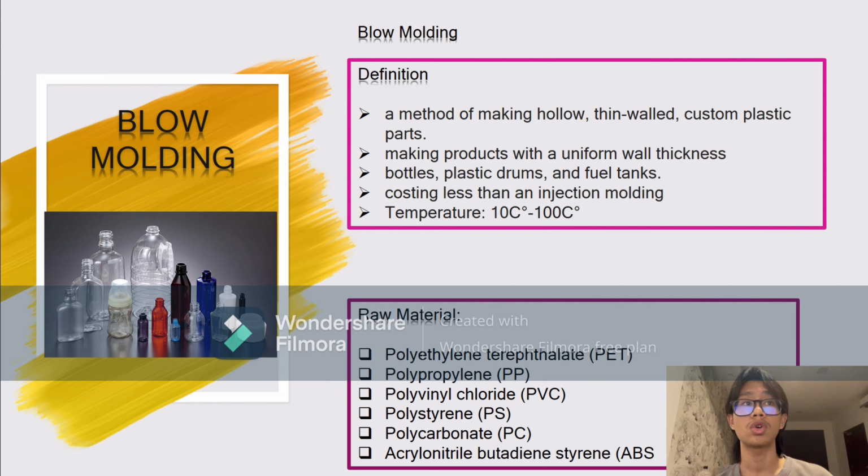Blow molding costs less than injection molding. The temperature used for this process is between 10 degrees Celsius and 100 degrees Celsius. There are 6 raw materials that can be used in this process: polyethylene terephthalate, PET, polypropylene, PP, polyvinyl chloride, PVC, polystyrene, PS, polycarbonate, PC, and acrylonitrile butadiene styrene, ABS.